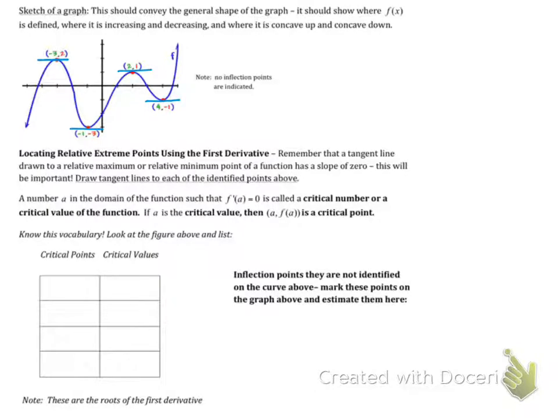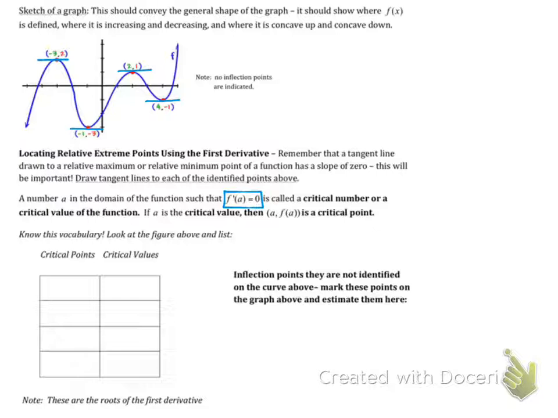All right, and then if we have a in the domain such that the first derivative is equal to 0, this is what we call a critical number or a critical value of the function. But then if we take that critical value and find the y, this is what we're going to call a critical point. So what this is saying is we have critical values anywhere the first derivative equals 0.